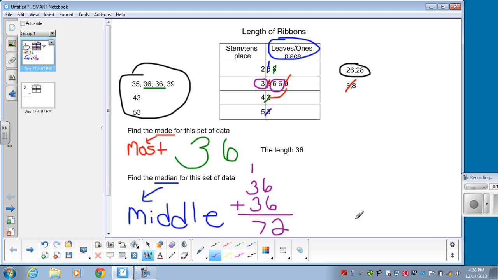What's the next step I need to do if I have 2 numbers that are the median? Yes, I have to take the 72 and divide by 2. We divide by 2 because there was 2 middle numbers. Alright, please solve this. And if you need more time, press the pause button.